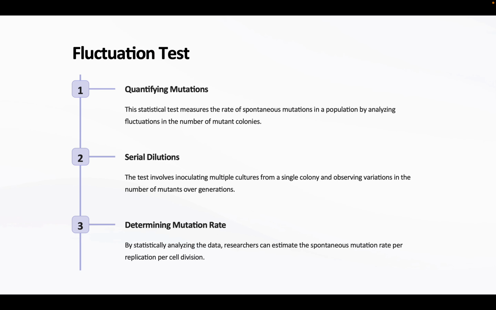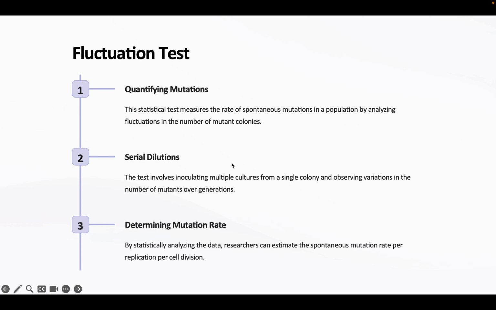So now we are going to study the fluctuation test, which is also called the Luria-Delbruck fluctuation test because it was developed by them. So basically, this test identifies the rate of spontaneous mutation. Like suppose you have a culture, is the mutation that we see completely spontaneous, like it's random, or is it because of some selective pressure? So this is basically to quantify the mutations.